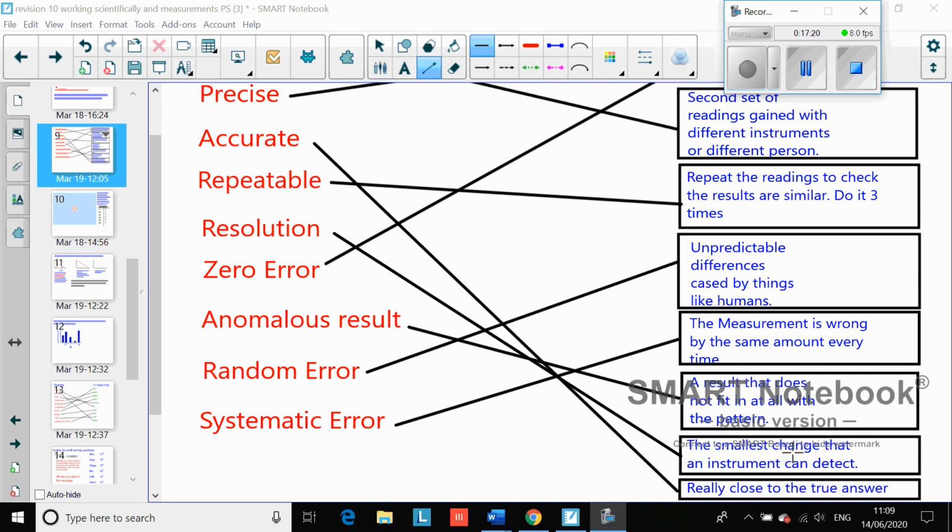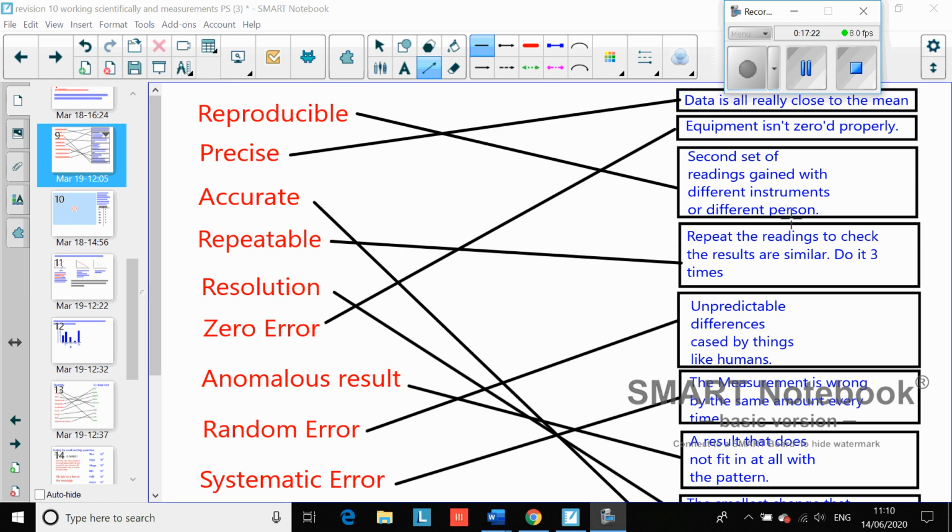Zero error, we had this one, but just go through it again. The equipment isn't zeroed properly. What that means is it might read 10 grams if there's nothing on it. Okay, so you'll always be over by 10 grams. So therefore, what would you do to counter this? You would always have to minus 10 grams from your result in order to get your true value. Okay, your accurate value.